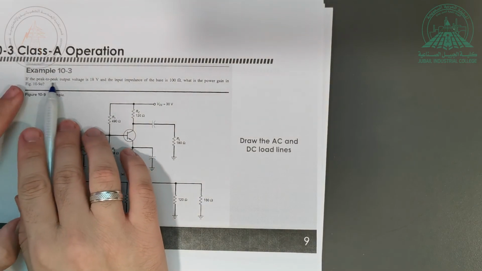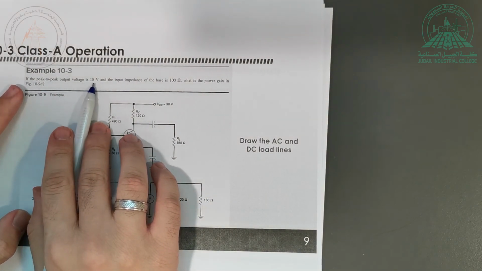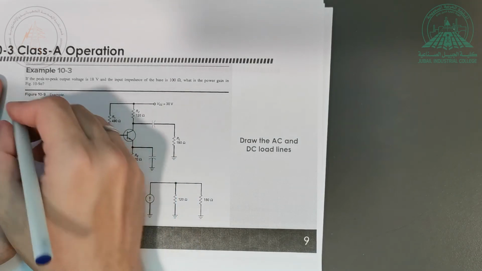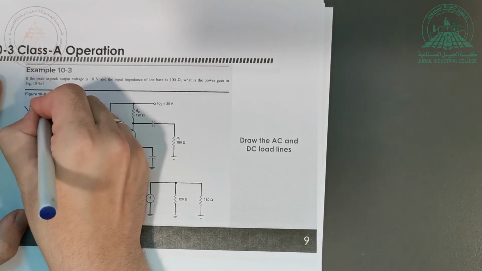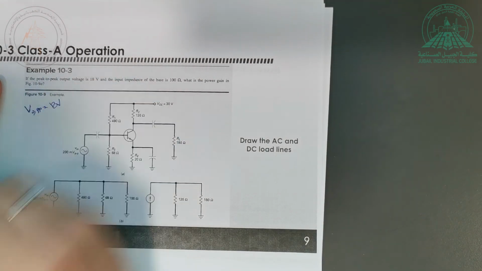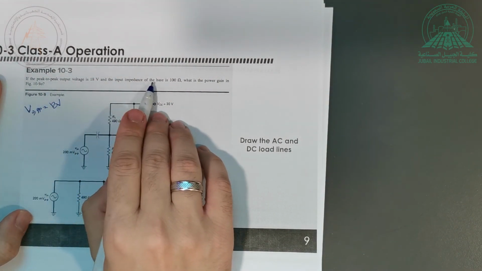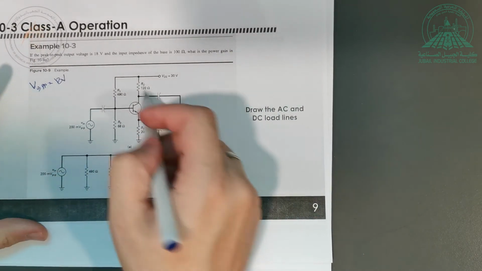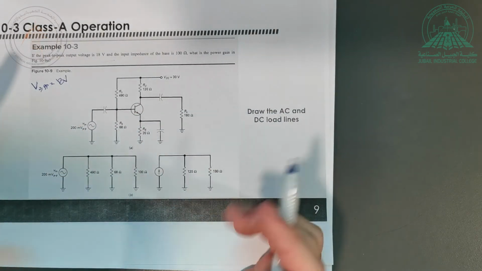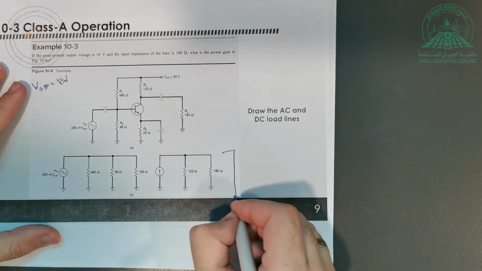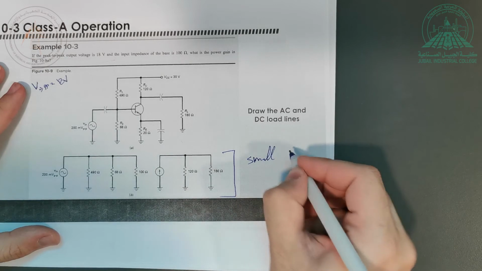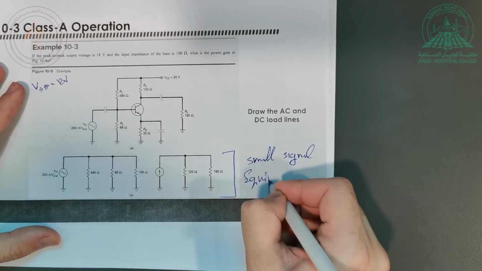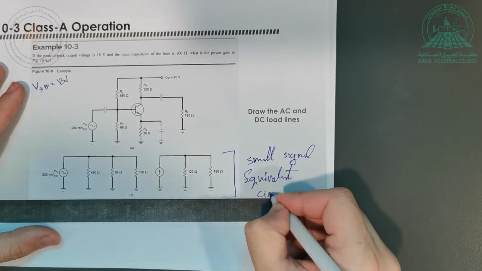He's saying that the peak-to-peak output voltage is 18 volt. The output V out peak-to-peak is equal to 18 volt. And the input impedance of the base is equal to 100 ohm. Okay, and for this circuit, actually, we can draw something called the small signal equivalent circuit.